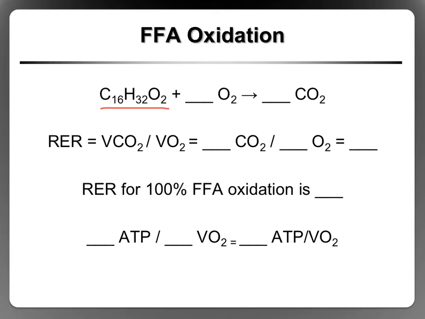Okay, so we got 8 carbon pairs. Again, we're going to count how many oxygens we use in electron transport chain and how many CO2s we produce. Okay, and I've already told you that the RER for 100% FFA oxidation is 0.70. So let's see if we can come up with 0.70.